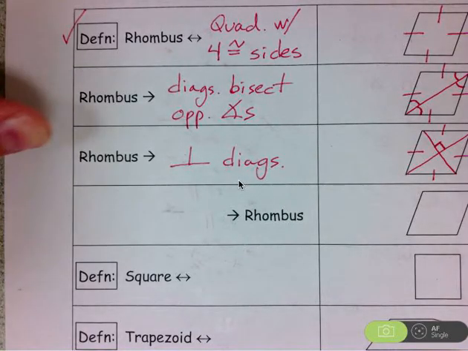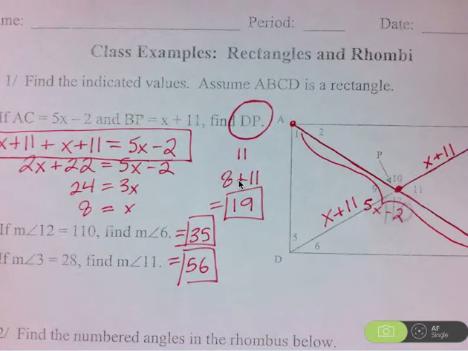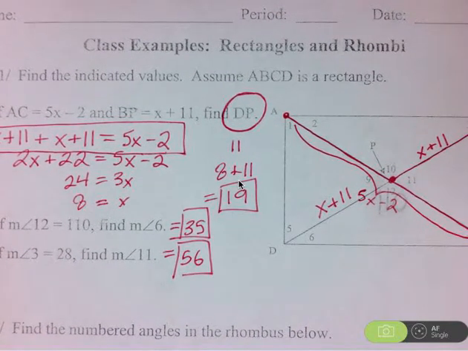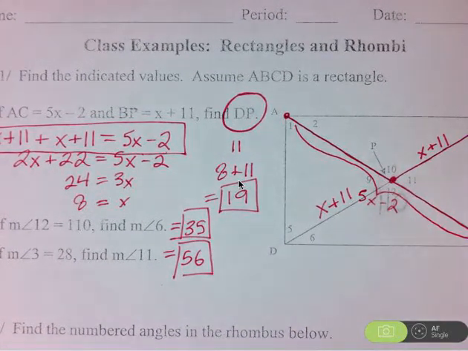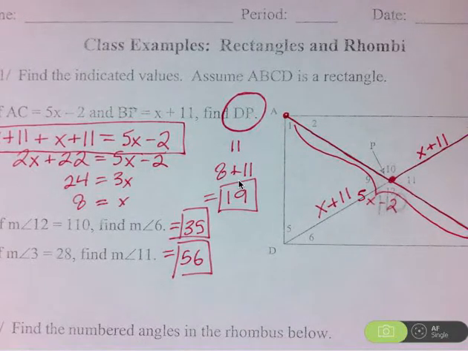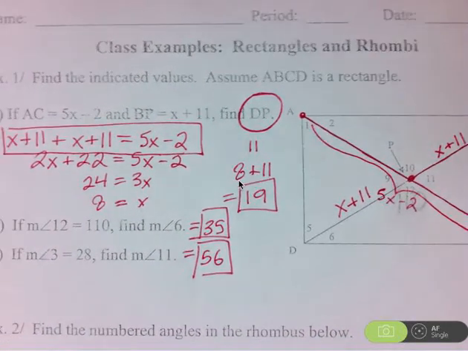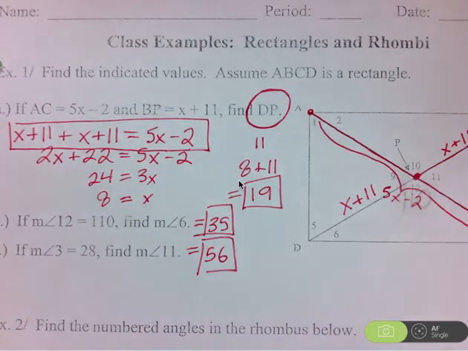So the next handout that I would like you to get, at the top, this is the one that we were working on yesterday. It says class examples, rectangles, and rhombi. We did example 1 yesterday on the front, and I believe that we did example 5 also on the back yesterday. So I'd like to look at examples 2, 3, and 4.